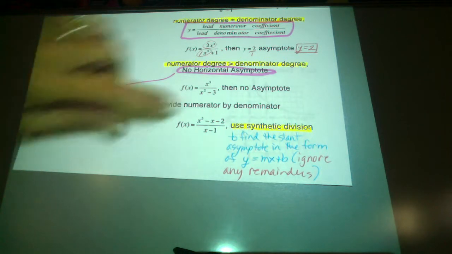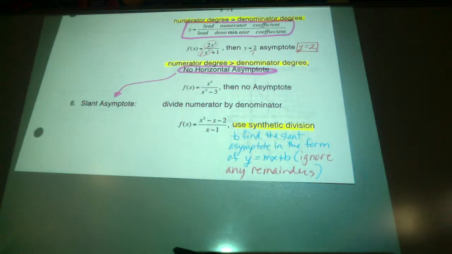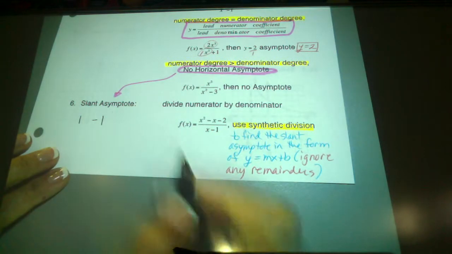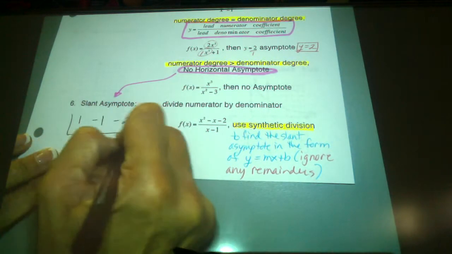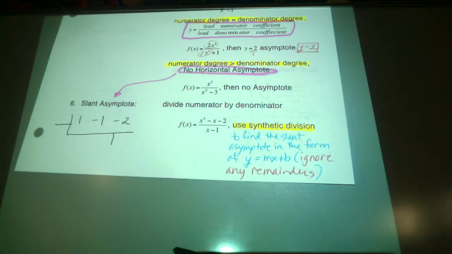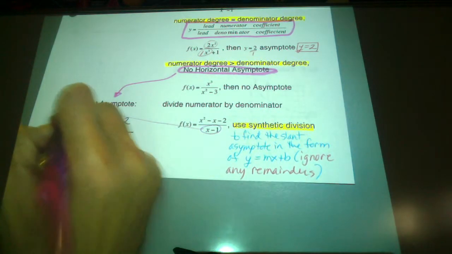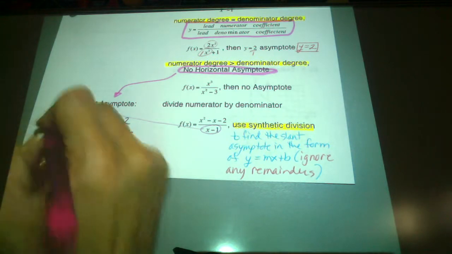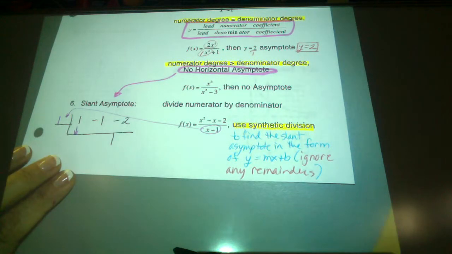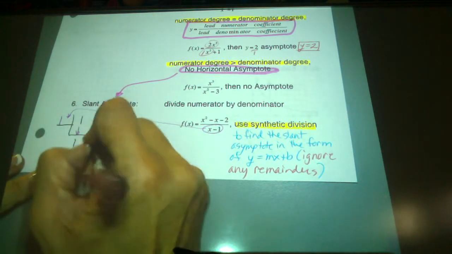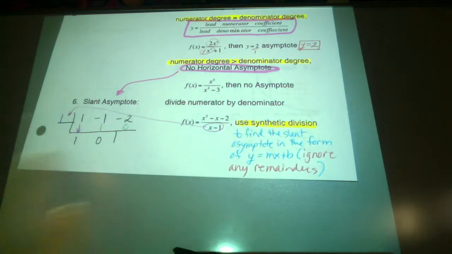So look at your numerator here. Am I missing any terms? Nope. So use your coefficients, 1, -1, and -2. Putting your vertical lines in your shelf. Then I am dividing by x minus 1. So what goes on the shelf? A positive 1. And we're going to bring down that first term, and we're going to do the multiplication. So 1 times 1 is 1. Add down, I get 0. 1 times 0 is 0. Add down, I get -2. I don't care about the remainder. I'm not looking for a 0, none of that.